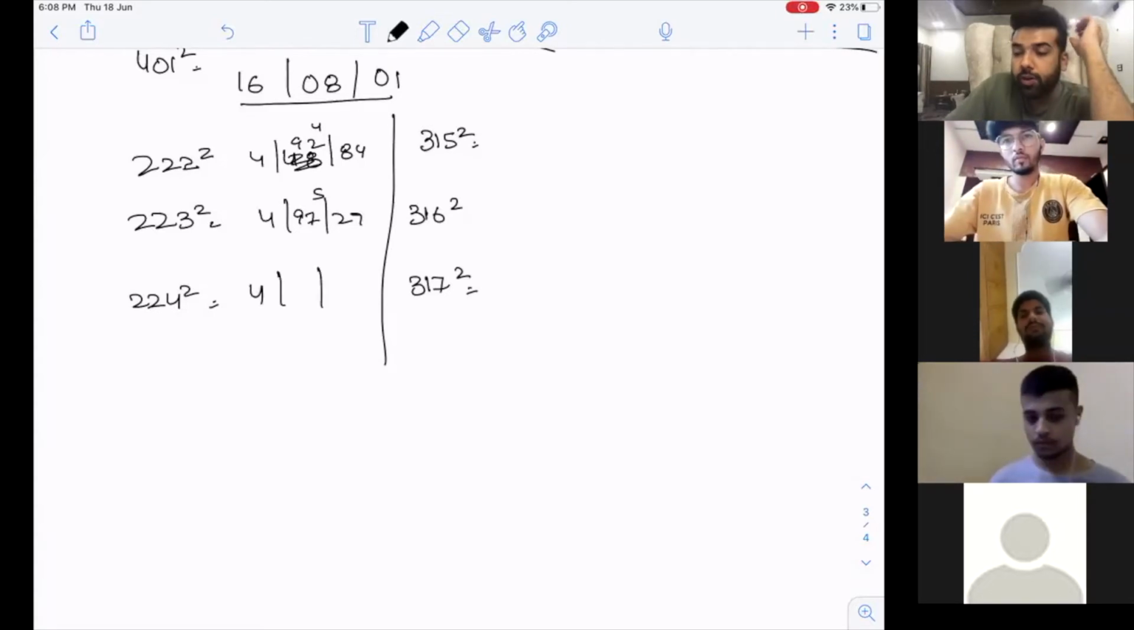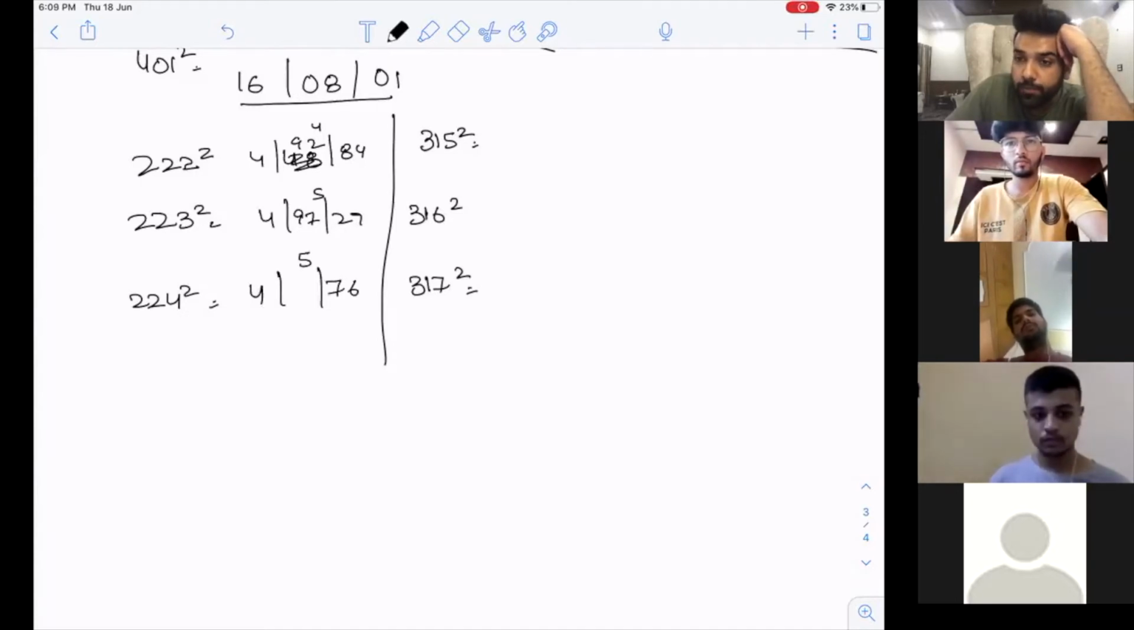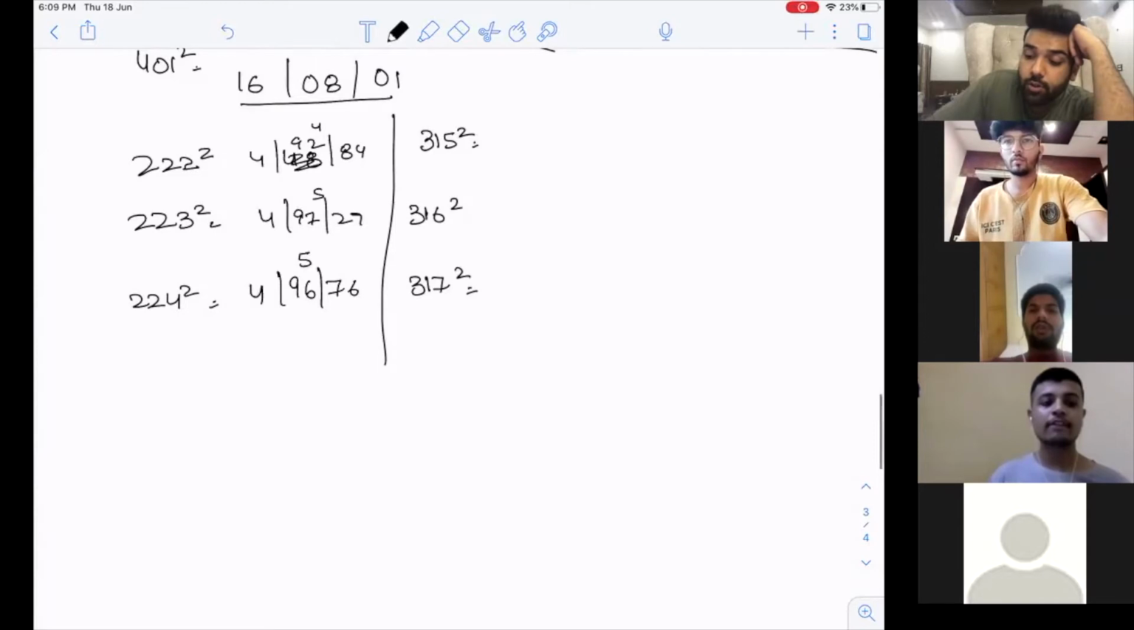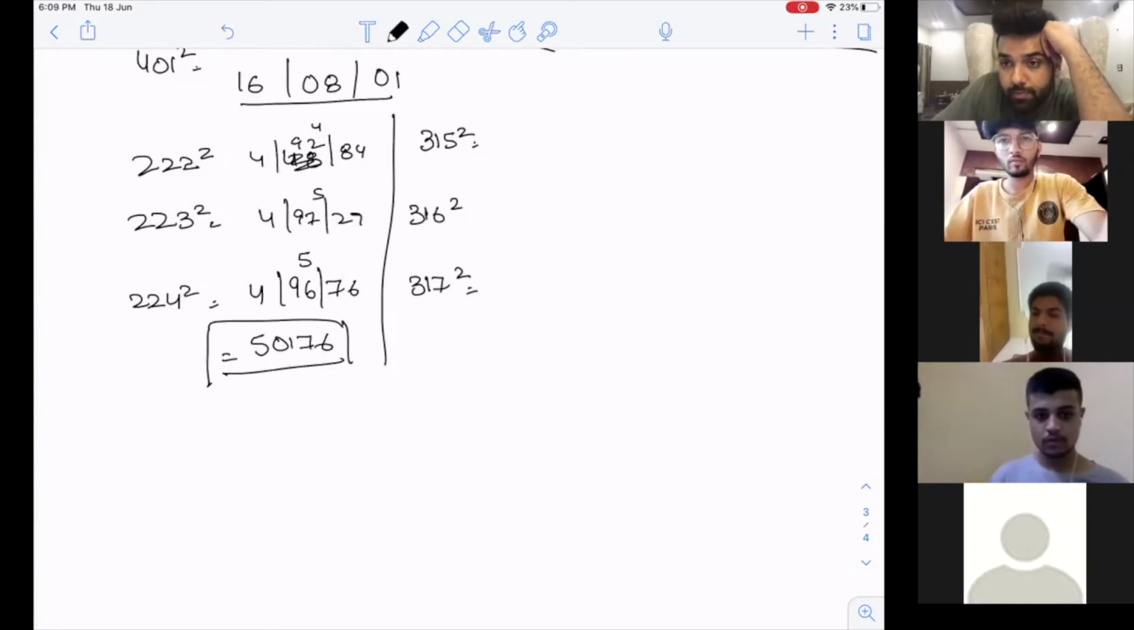2 square, 4. What is 24 square? 576. 5 carry forward. 24 plus 24, 48. 48 twos are 96. Now what is 96 plus 5? 101. 50176. Is it clear or not? Let this number change to 5, not a problem, because 96 plus 5 is separate. Clear, everybody?